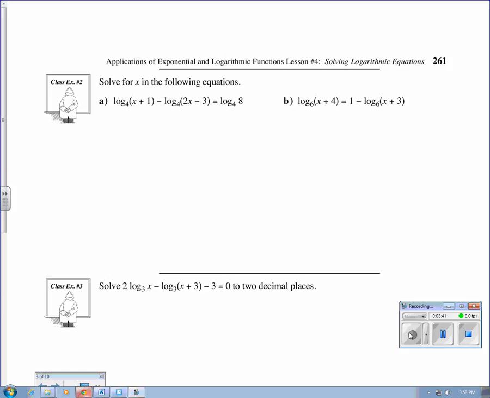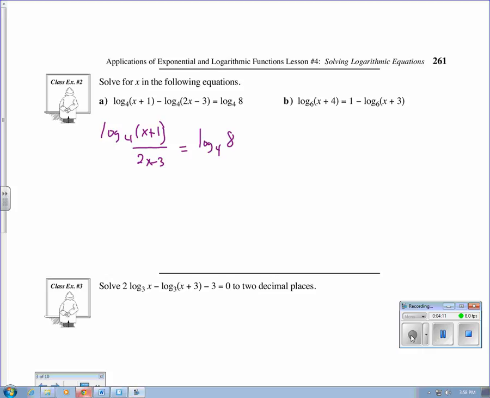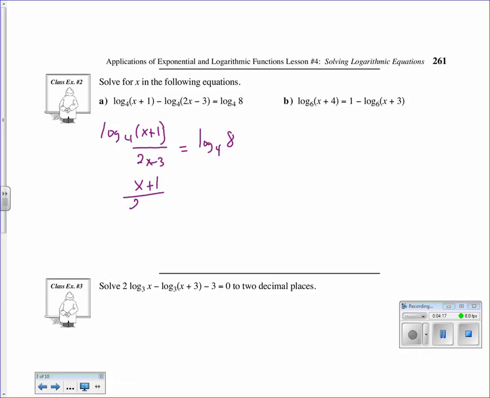So we have 2 examples to do, one with a minus and one with a plus. Remember, when logs are being subtracted, you can write it as a single log. So log base 4 of x plus 1 divided by 2x minus 3 equals log base 4 of 8. Now I have single logs on both sides, so I get to say that x plus 1 over 2x minus 3 is equal to 8.